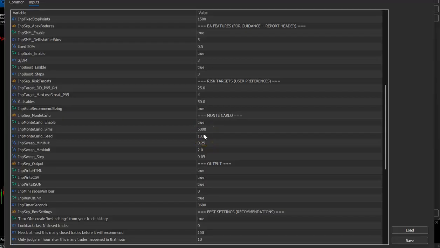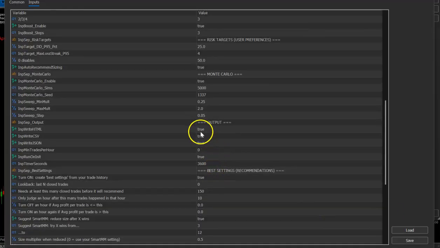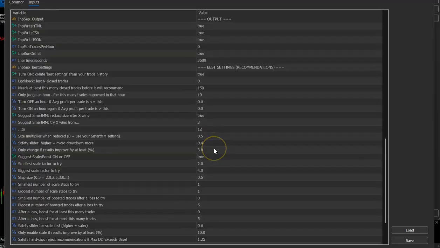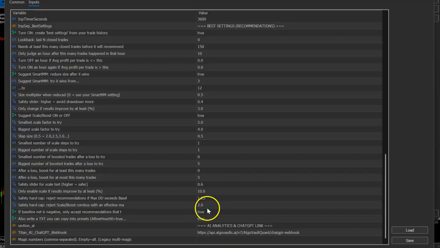It runs thousands and thousands of trades and then predicts and gives outcomes. The output, HTML, that's good. Best settings. This is the best settings recommendations. And make sure this look back, last N closed bars, trades is always 0. And this is just for the recommendations on the account.